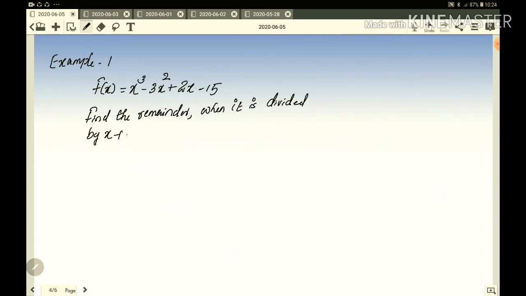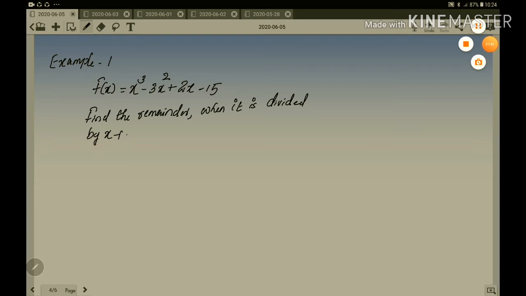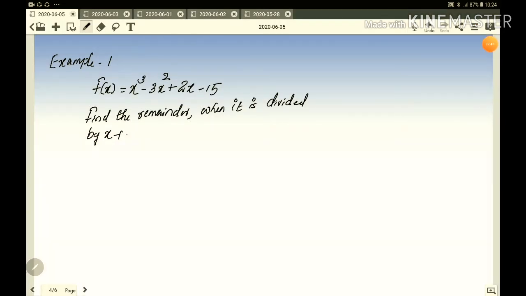First example is f of x is equal to x cube minus 3x square plus 2x minus 15. Find the remainder when it is divided by x minus 1. I will show you very easily. That is, x minus 1 is equal to 0. Find the x value. The easy way, it is going to be 1. Then substitute in the function.